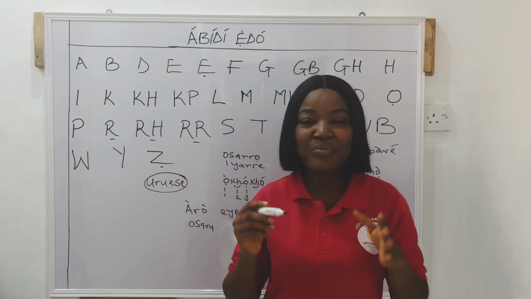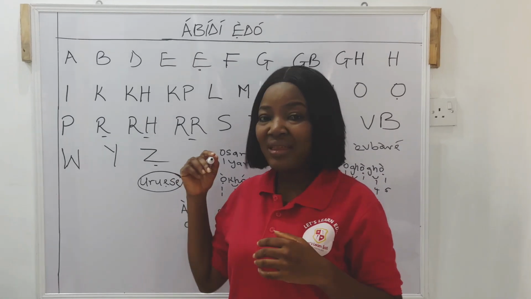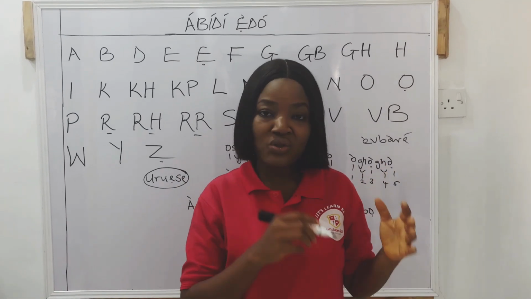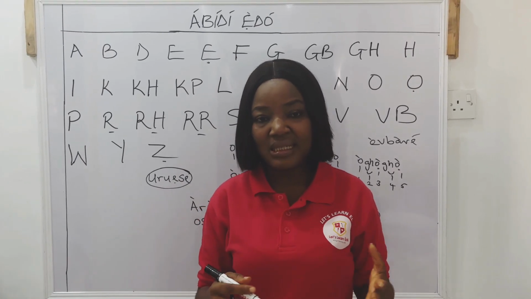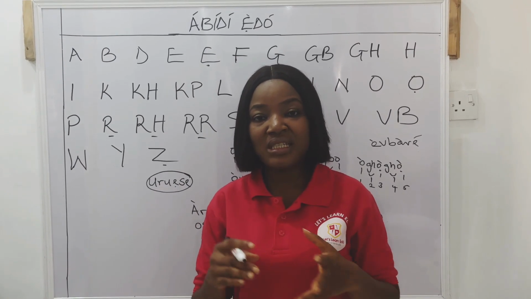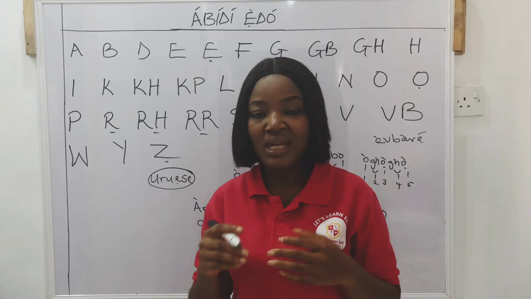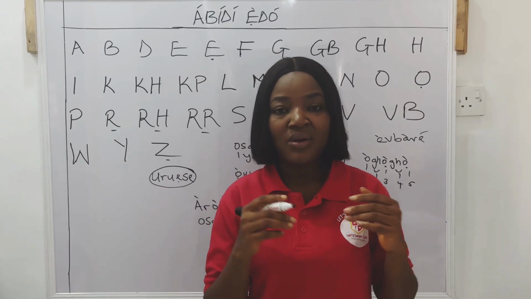Onyate. Now, among these alphabets, we have consonants and we have vowels. So in our next lesson, I'm going to be showing us the different vowels with examples and different consonants with examples.